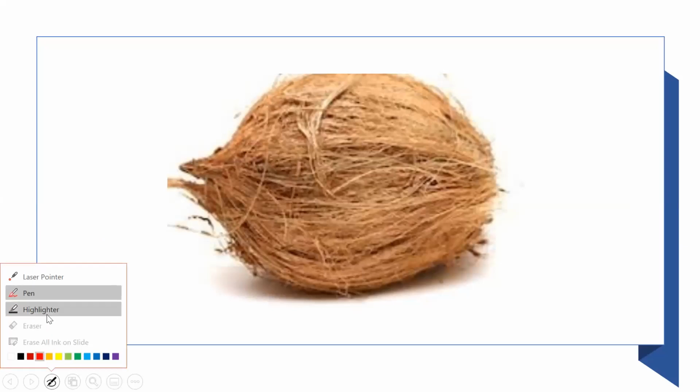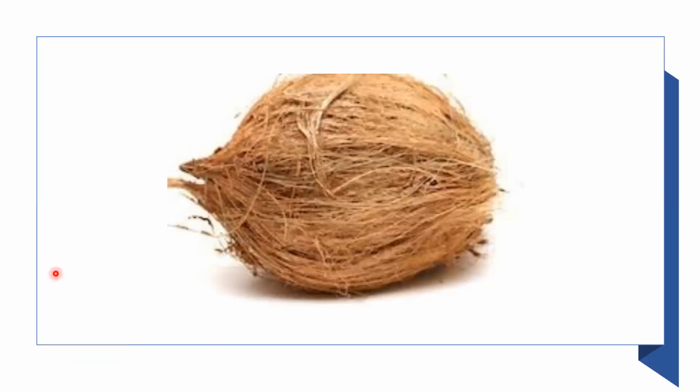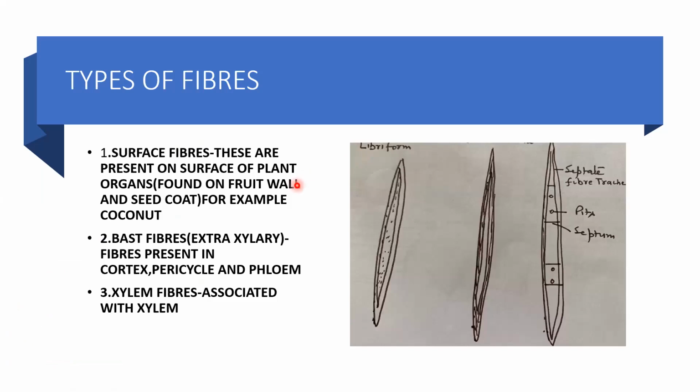This is hard and lignified, and these fibers are produced from the cells of the mesocarp. They are present on the surface, so they are called surface fibers. Again, they may be found on cotton seeds. The testa of the seed may form fibers, so this is called surface fibers. They may be found on the fruit wall, and they may be found on the seed coat. An example is coconut, and it can be cotton also.